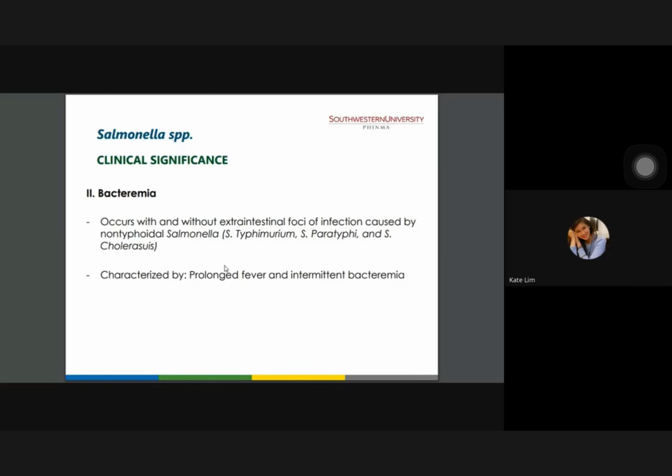So what we have here is the characteristics of your bacteremia. We have your prolonged fever. Intermittent bacteremia. What do you mean by intermittent again? On and off. Meaning the presence of bacteria in the bloodstream can vary. Sometimes it is detectable and sometimes it's not. That is why it makes the diagnosis and monitoring of salmonella infection complex and difficult. But then again, that is the job of the doctors. So again, bacteremia is also common to non-typhoidal salmonella. Please take note.